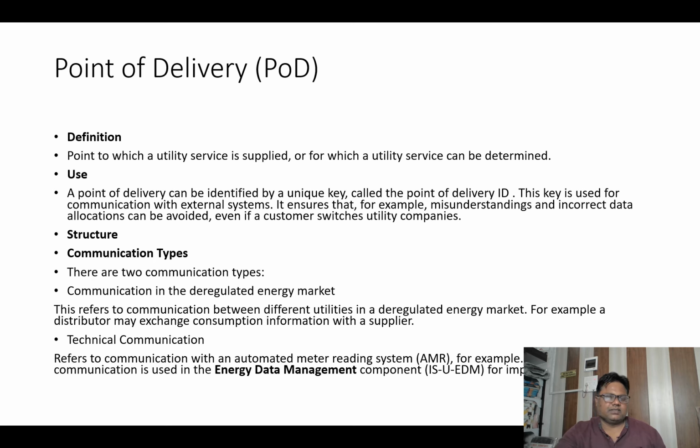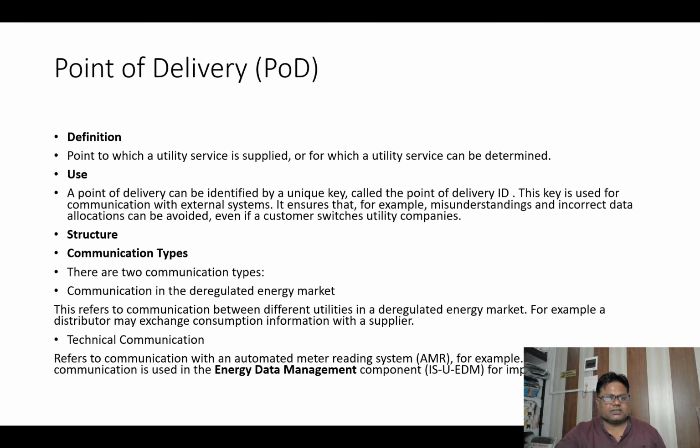Point of delivery. Definition. Point to which a utility service is supplied or for which a utility service can be determined. Use. A point of delivery can be identified by a unique key called the point of delivery ID. This key is used for communication with external systems. It ensures that misunderstanding and incorrect data allocation can be avoided even if a customer switches utility companies.